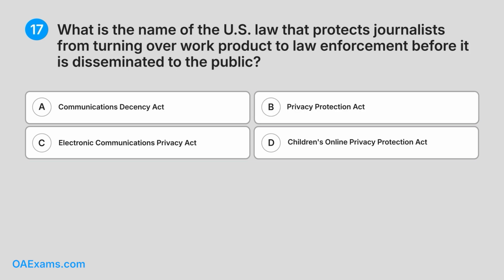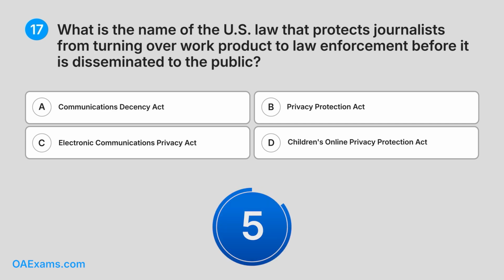17. What is the name of the U.S. law that protects journalists from turning over work product to law enforcement before it is disseminated to the public? A. Communications Decency Act. B. Privacy Protection Act. C. Electronic Communications Privacy Act. D. Children's Online Privacy Protection Act. Do you know the answer?